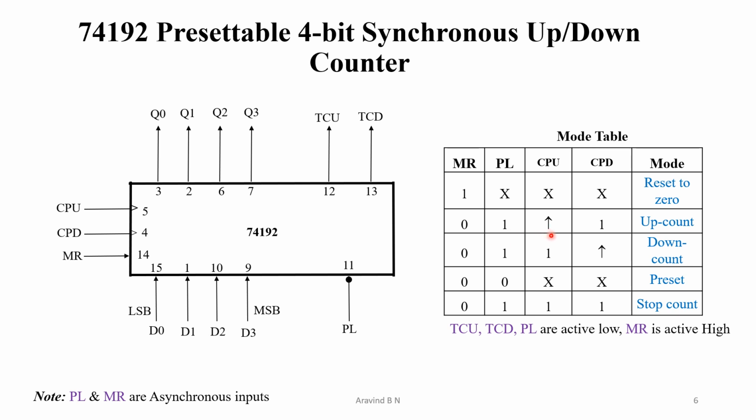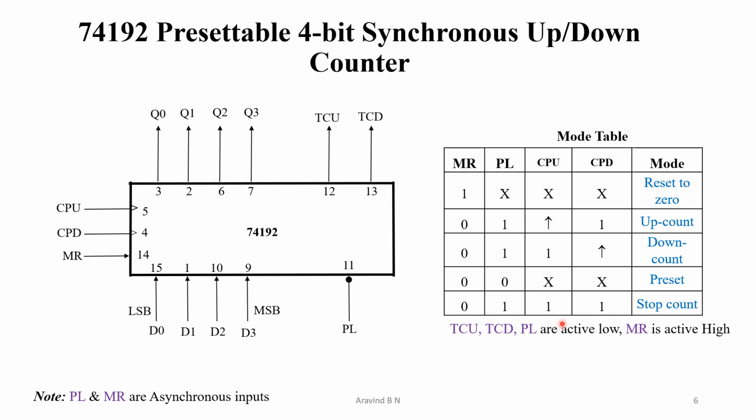Then 0, 1, 0, 1: CPU is equal to the clock signal and CPD is equal to 1. It is going to perform the up count operation. Then 0, 1 with CPU connected to VCC and CPD connected to the clock. It is going to perform the down count operation. When MR is equal to 0 and PL is equal to 0, this is an active low signal. Then CPU and CPD we can consider as don't care, and it is going to perform the preset operation. And then 0, 1, 1, 1. That means this is a parallel load operation, which is also disabled.